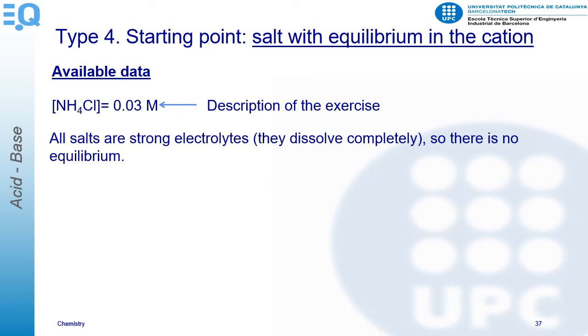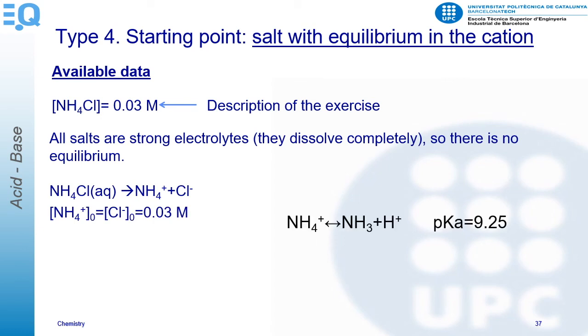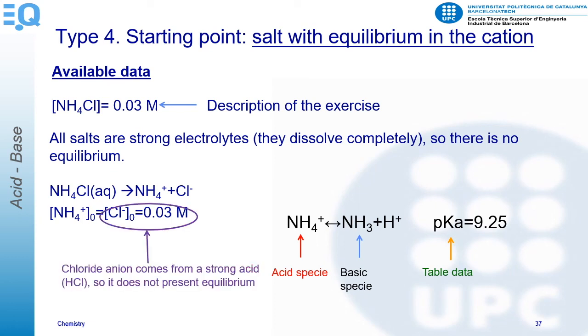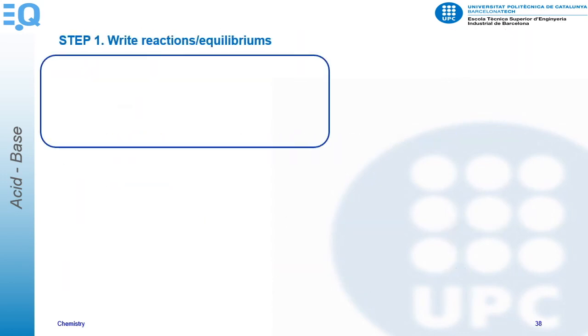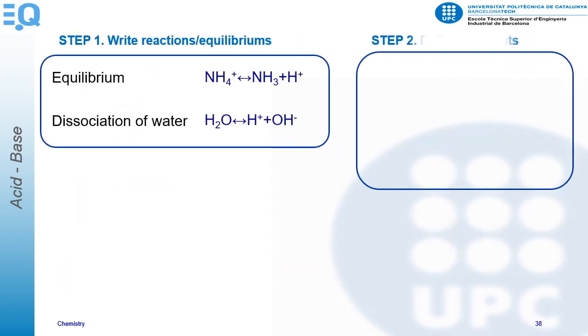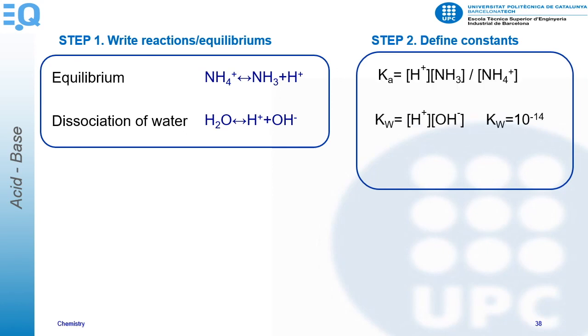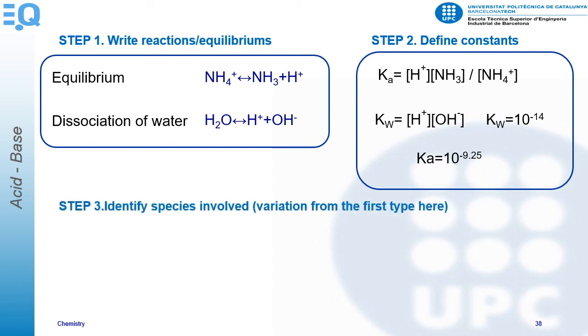In this case, we have to write the equilibrium. We start from a salt, which is completely dissociated, and we know the initial concentration of both the cation and the anion. Now, the cation is the one that is found in equilibrium, with a pK of 9.25. The anion chloride is not found in equilibrium. Therefore, the chloride concentration will be constant throughout the problem. The initial chloride concentration will be the same one as in equilibrium.